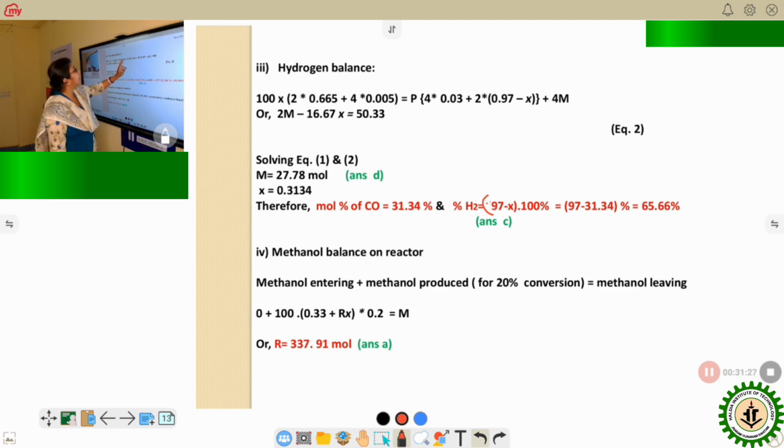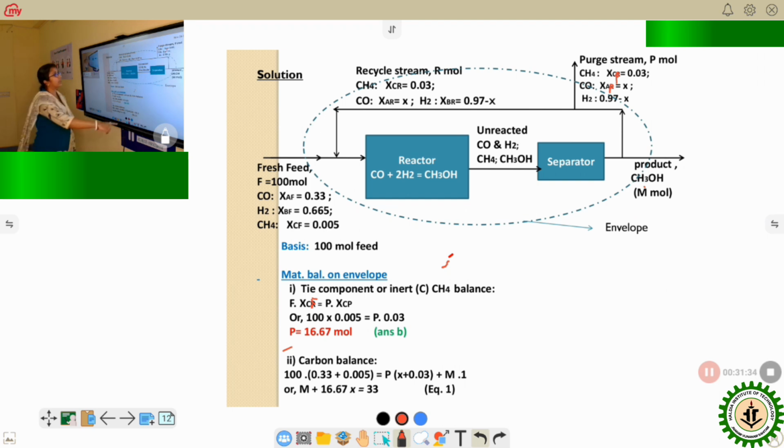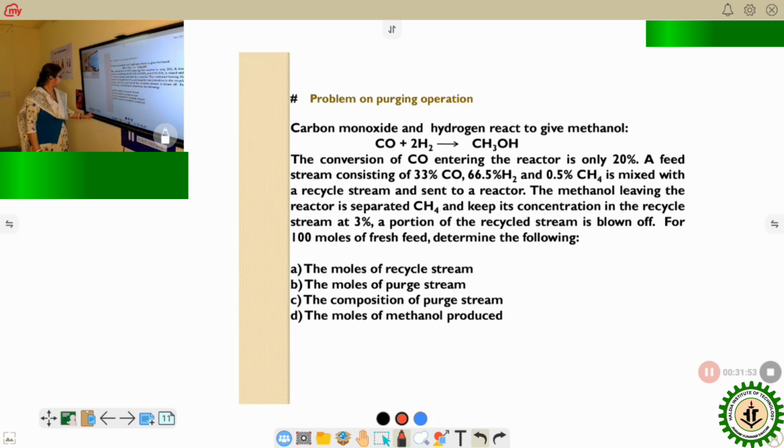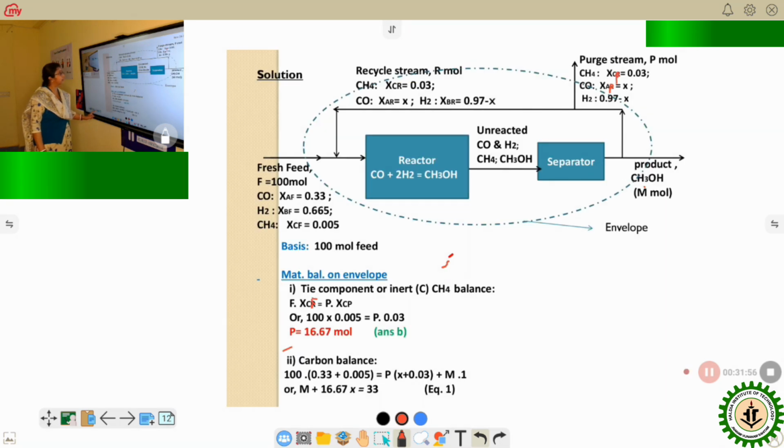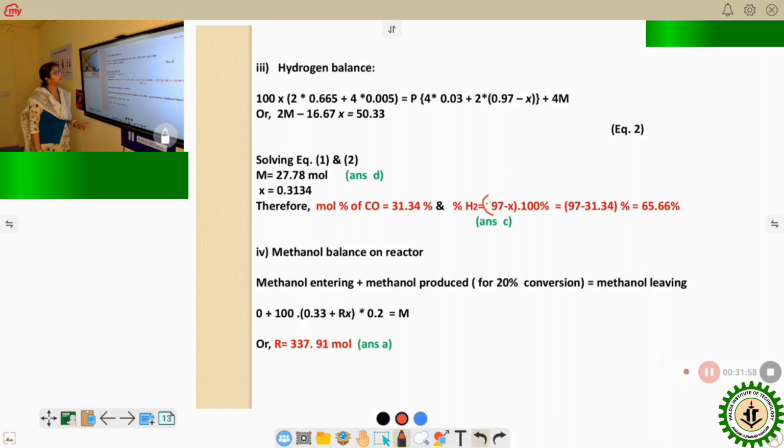Next, right hand side, P into in bracket this part and 4 into M, what I have already told. P into in bracket 4 into 0.03 plus here 2 into in bracket 0.97 minus X. This is from the purge stream, and from the product stream 4 into M. That's why it is written in this way.